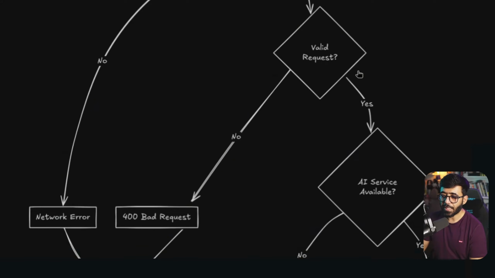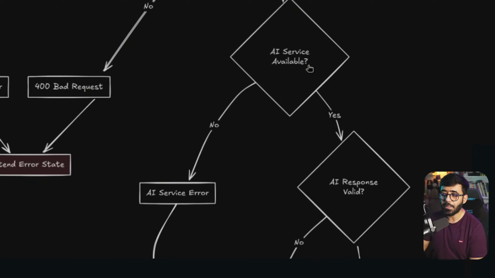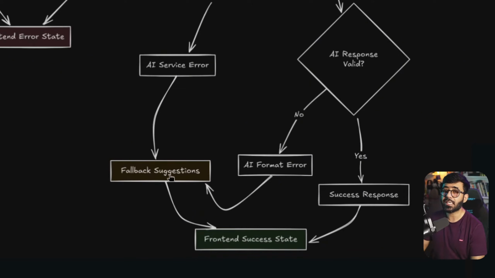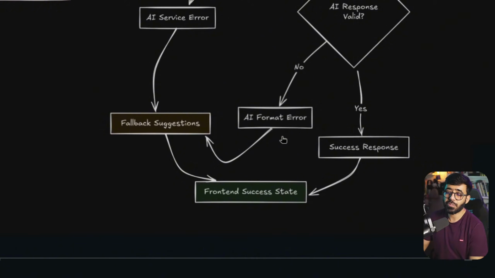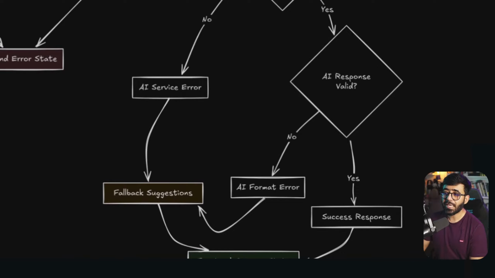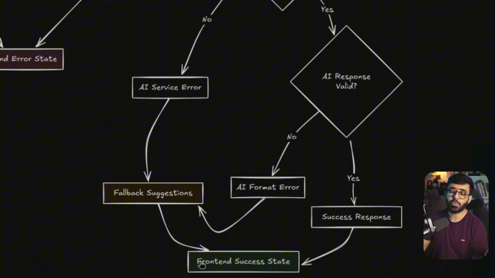If the server has a valid request and if the AI service is available, then it moves forward. Otherwise, it has an AI service error and it then just does a fallback suggestion or just an empty array, in which case the front end would not throw an error. It would just show success or would just show nothing at all with no suggestions. If the AI service is available and the AI response is valid, then it shows the success response and essentially sends back the smart suggestions. Otherwise, it's going to throw an AI format error, in which case it will still fall back to suggestions or an empty array, in which case the UI will show nothing and would not show an error in this case.